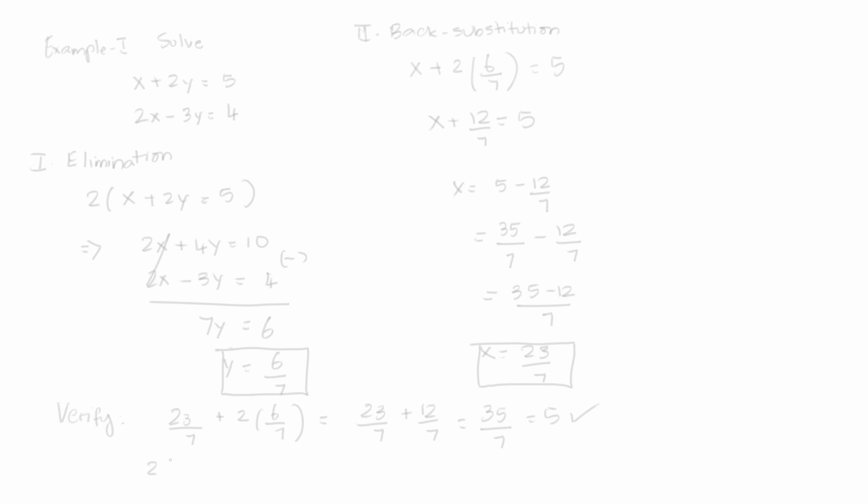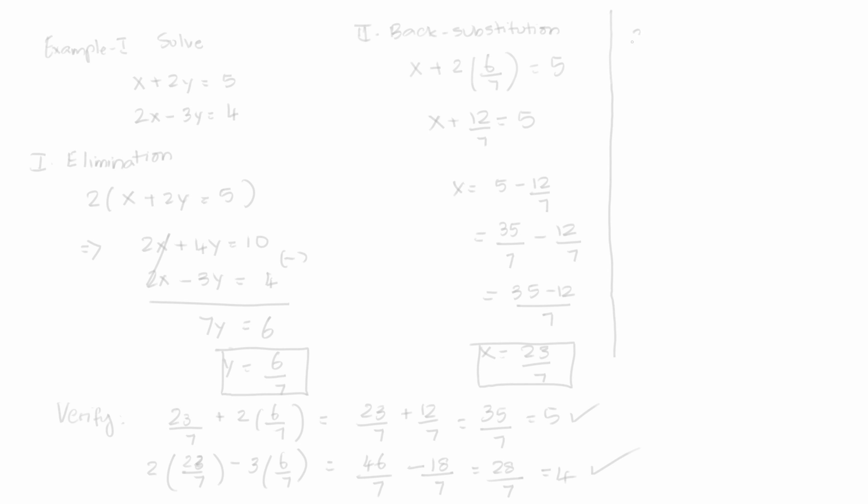So 2 times 23 over 7 minus 3 times 6 over 7 will equal 46 over 7 minus 18 over 7, which is 28 over 7. You get 4, which is the right hand side that we had. So our solution is correct. Now what does this mean? Now what did we just find? As I mentioned earlier, this is nothing but the point of intersection of the two lines.